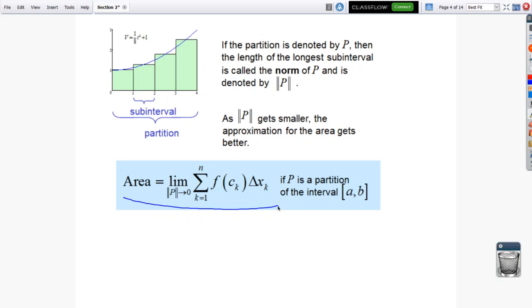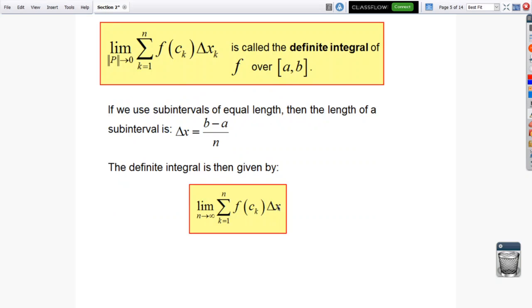Now, there is another way of thinking about this other than the norm getting smaller. So the biggest subinterval getting to the smallest size possible. We can just think of it as having an infinite number of subintervals.